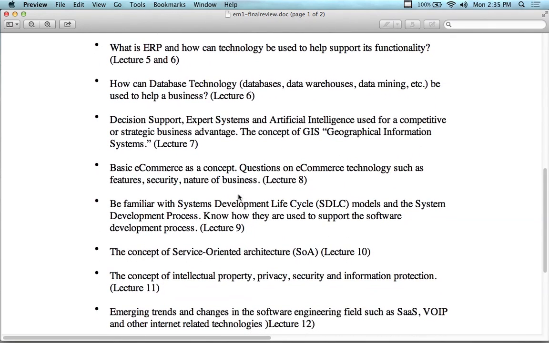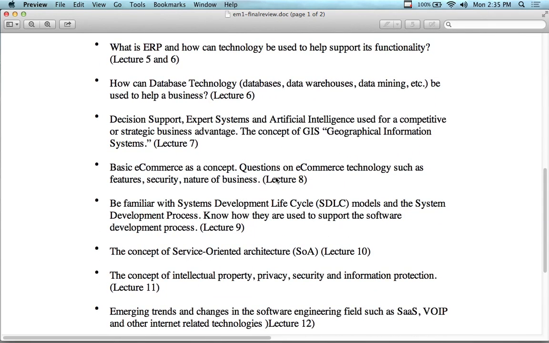Lecture number 8 was on basic e-commerce concepts. If you don't like artificial intelligence and decision support, don't study that. Focus on e-commerce. Most people as consumers are familiar with e-commerce already, but you might not be familiar with it as a business concept or model. Questions on e-commerce technology, security, nature of the business. E-commerce is m-commerce as well.